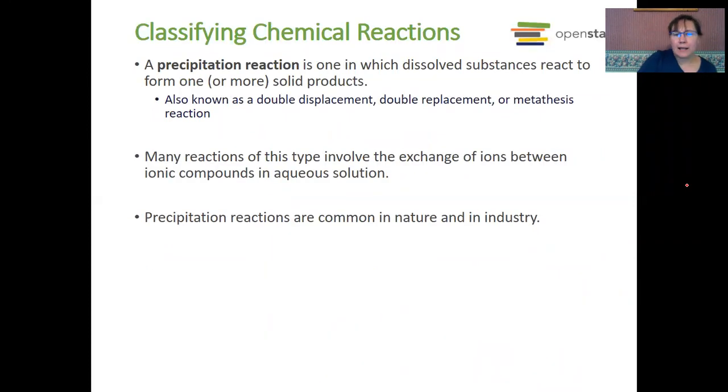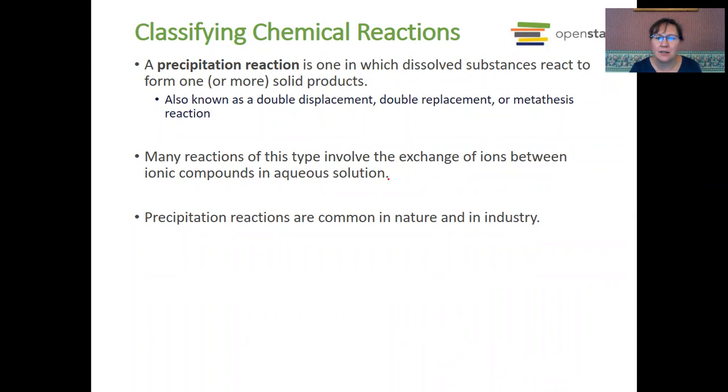Okay, so let's take a look at some different types of chemical reactions. The first one is what's called a precipitation reaction. And this happens when dissolved substances react to form one or more solid products. And you can also see them called double displacement, double replacement, or metathesis reactions. And they just have some different names. Many reactions of this type involve the exchange of ions between ionic compounds in aqueous solution. And here they're saying many reactions.